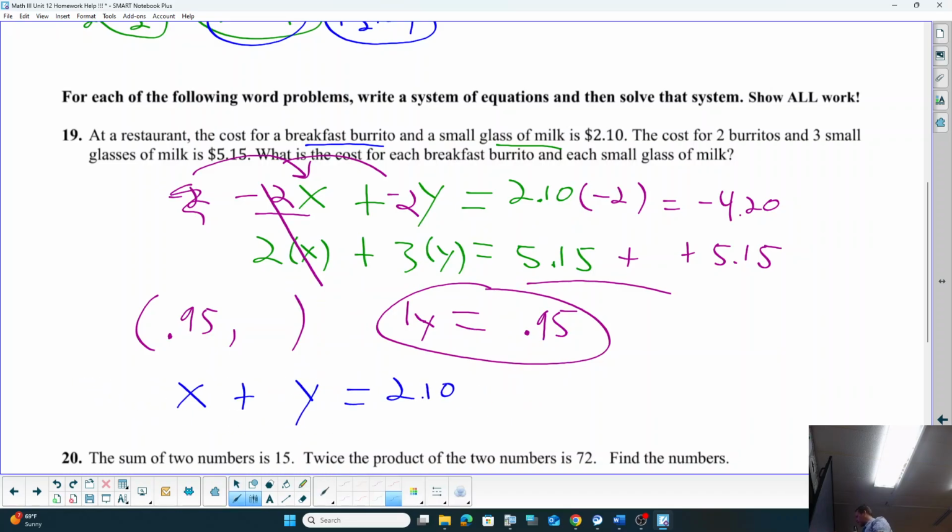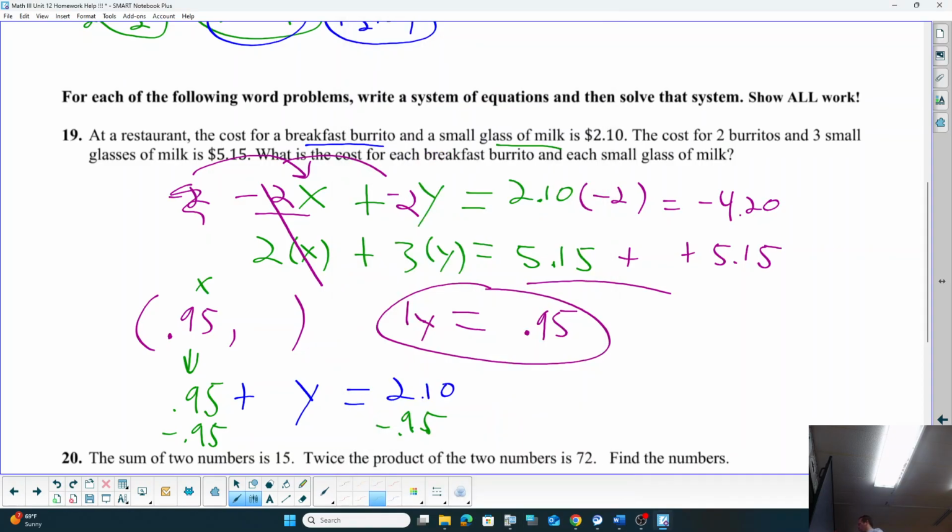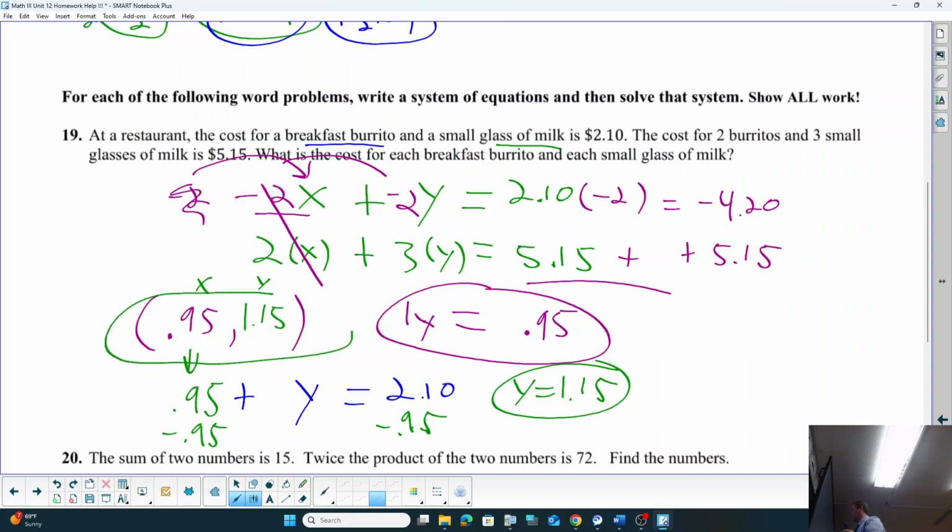Ready? You got this. So plug that in, so x goes away, and in place of x is the 95 cents. And now we'll minus the 95 cents over to the other side to get our y value. So $2.10 minus 0.95 is $1.15. So y equals $1.15. So 0.95 and 1.15 is our answer for our x value and our y value. That was for number 19.